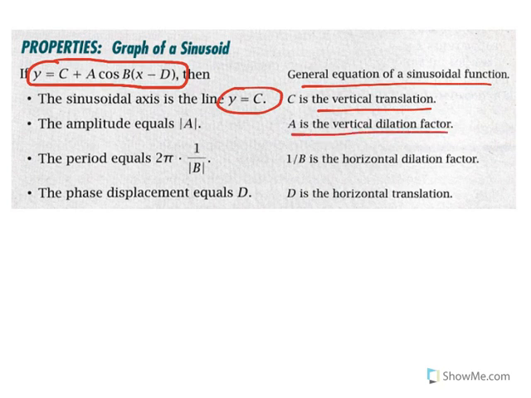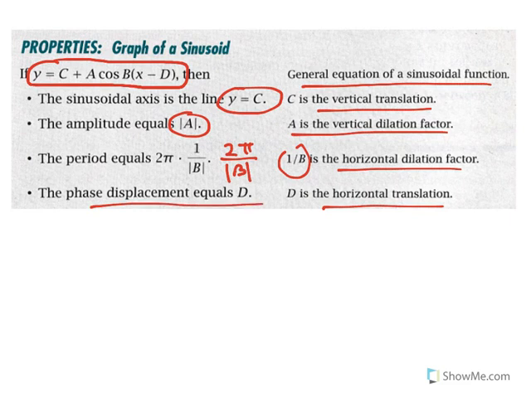The parameter a will give you a vertical stretch or a vertical compression, and the amplitude of the graph will be the absolute value of the parameter a. 1 over b is the horizontal dilation factor. It will be either a horizontal stretch or a horizontal compression of the parent function's graph, and the period will be 2 pi divided by the absolute value of b. And the parameter d will give you a horizontal translation, giving you a phase displacement.